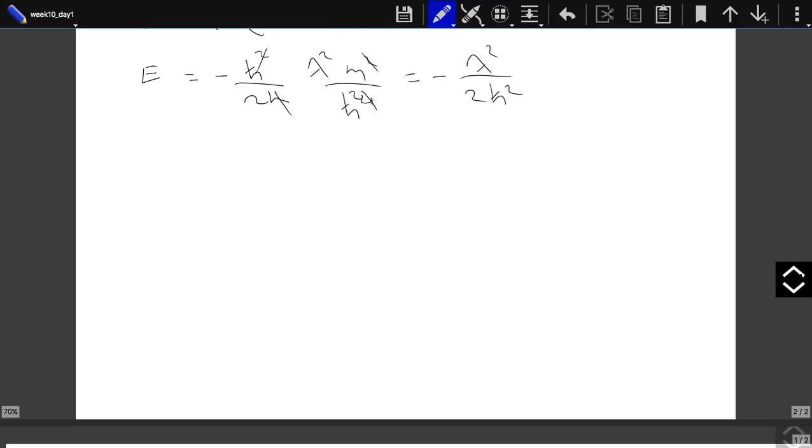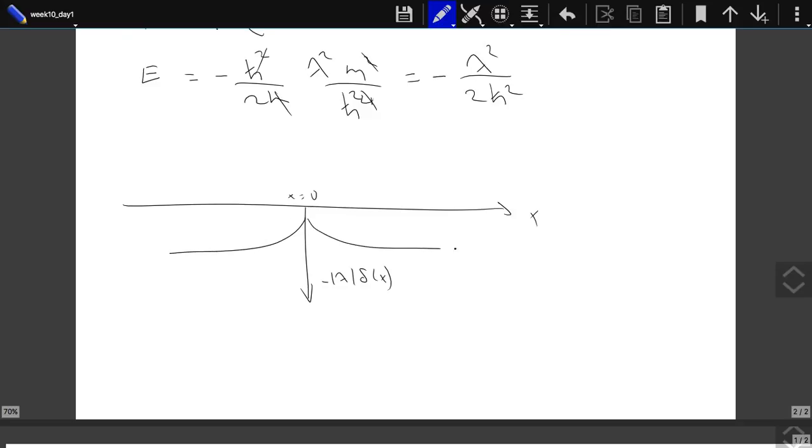So basically if lambda is negative, this is your x. So here x is equal to 0. You have your Dirac delta. And the wave function you have, it just decays up to infinity. There is no place where it oscillates. So this is how your wave function looks like.